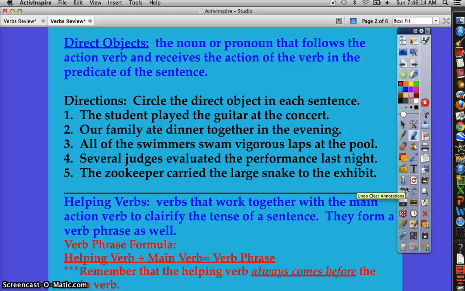The next part of our unit, we started to look at helping verbs, verbs that work together with the main action verb to clarify the tense of a sentence, and they form a verb phrase as well. We learned a verb phrase formula in class: the helping verb plus the main verb is equal to the verb phrase. And like it says here, always remember that the helping verb always comes before the main verb.